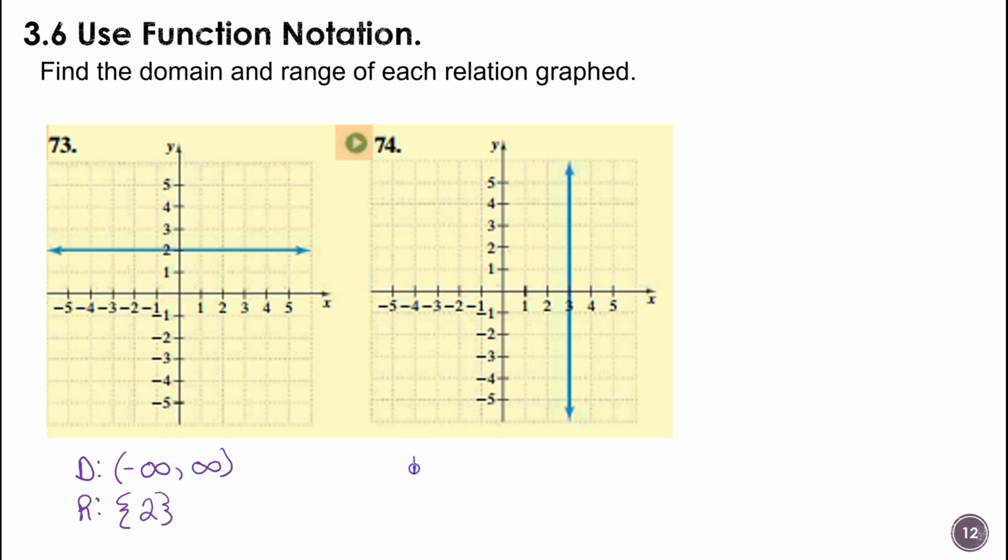Okay, so the domain of this next one is just 3 because it's a vertical line. So we're going to write it as 3. Boy, my braces are looking pretty bad. 3. And my range is negative infinity to positive infinity. Remember, we're only looking at the y coordinates for the range. So the range just continues up and it goes to the negative and positive infinity.